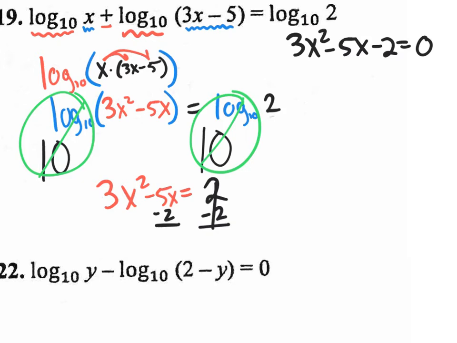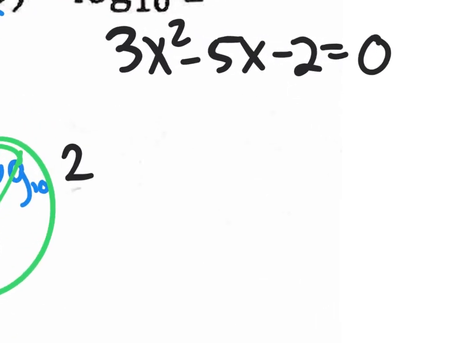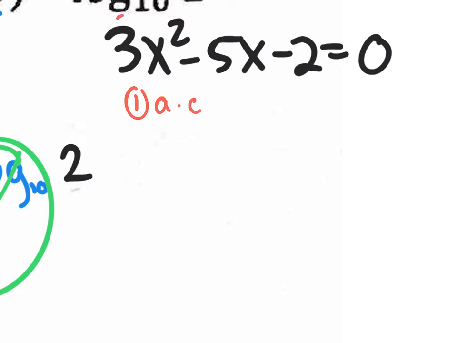Even factoring is not that easy. It takes those steps, right? See if we remember those steps. Let's zoom in. Step 1 is to multiply a times c. A is 3, c is negative 2. So when I multiply those, I get negative 6. Step 2 is to think of the multiples of negative 6 that combine together to give you the b value, negative 5.